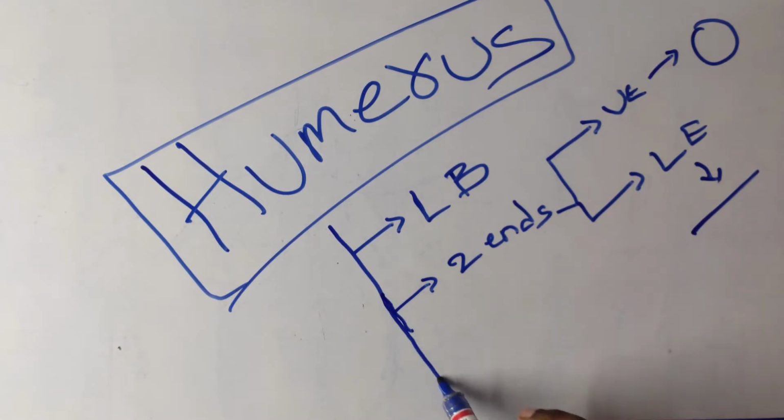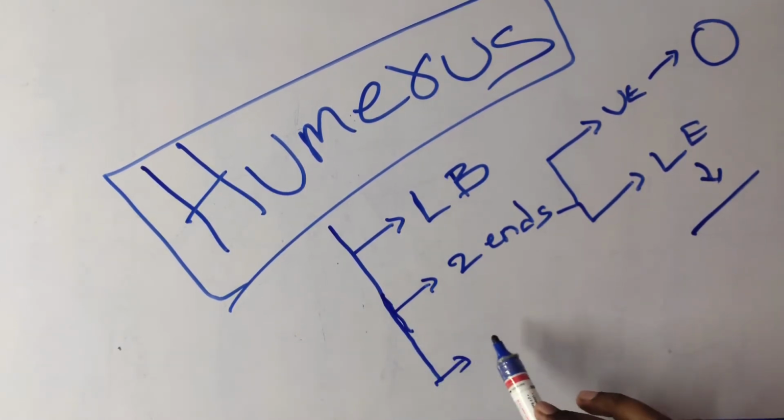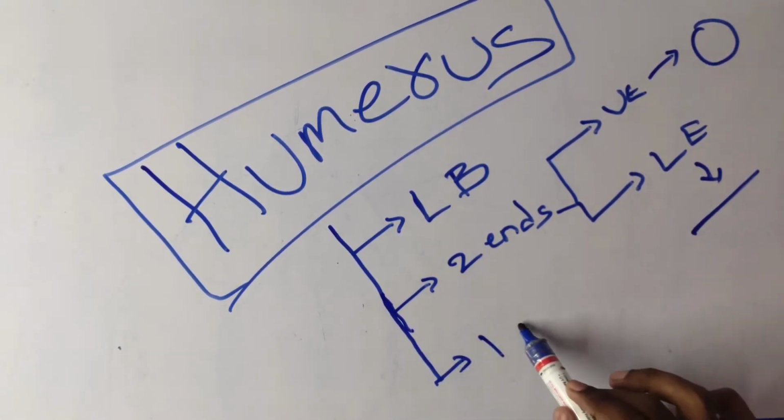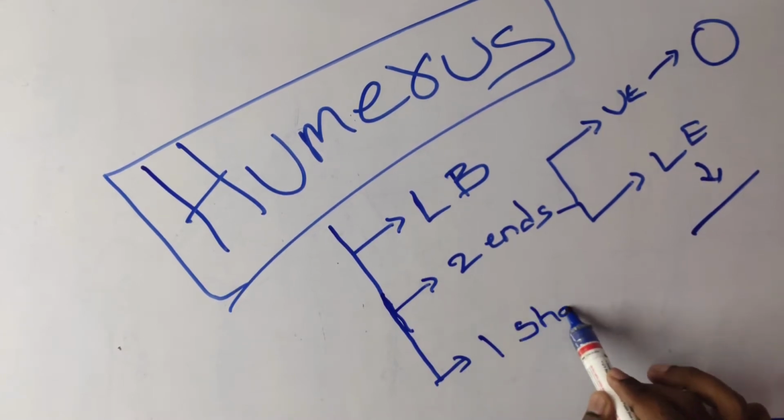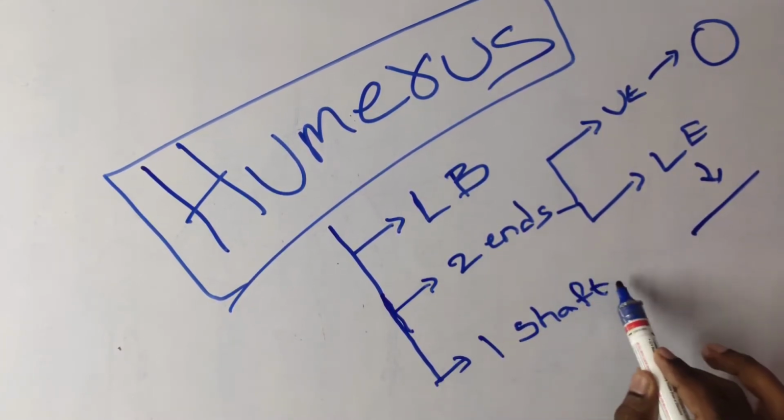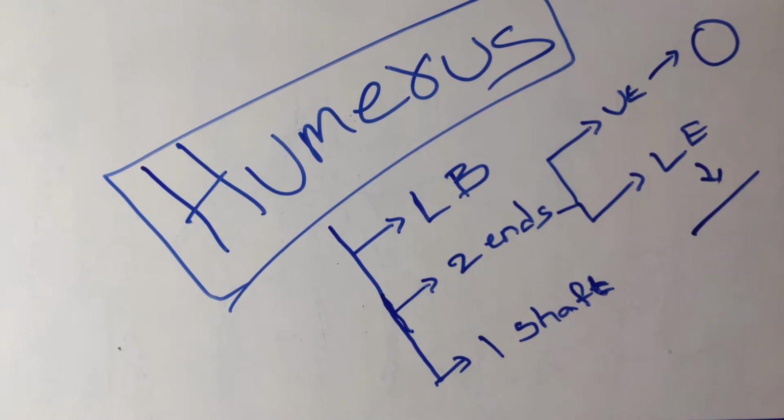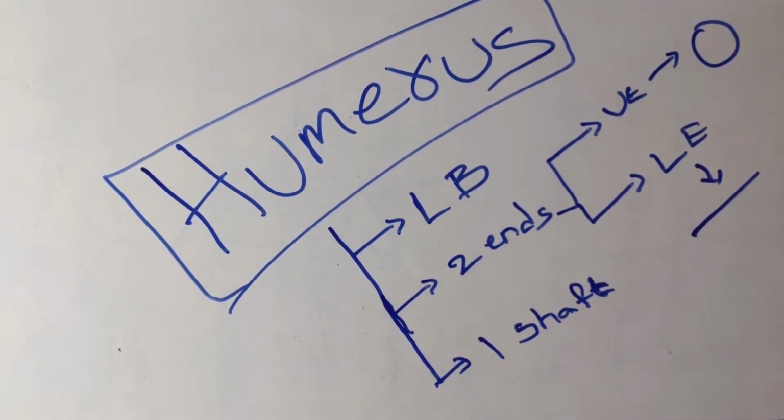And the third one, it has a shaft. This shaft connects both the upper end and the lower end. Okay, this is humerus, and this is the introduction part of humerus. I repeat again. Humerus is the longest bone in the upper limb.